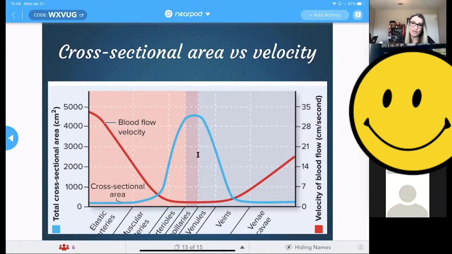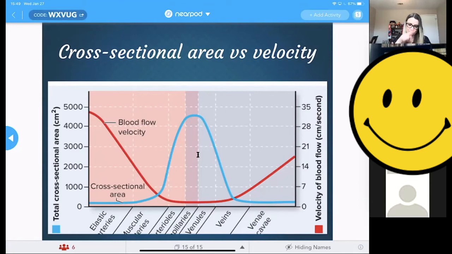So the velocity decreases, and that brings with it also a decrease in pressure. The slower speed also allows the capillary exchange to happen, because if the blood flows too fast through a capillary, we might not be able to absorb everything out of the blood that we need to. Okay, so that's another reason why we want that blood flow to be slower in the capillaries.